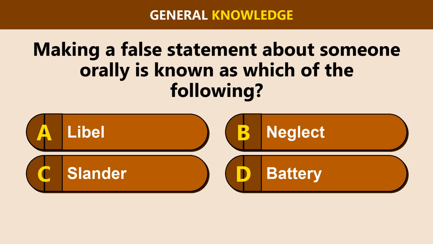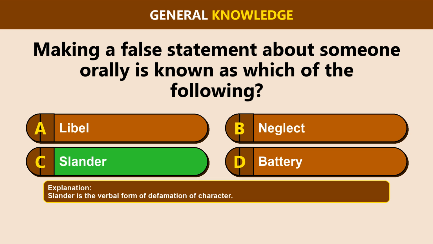Question 23. Making a false statement about someone orally is known as which of the following? Option A, libel. Option B, neglect. Option C, slander. Option D, battery. The correct answer is option C, slander. Slander is the verbal form of defamation of character.